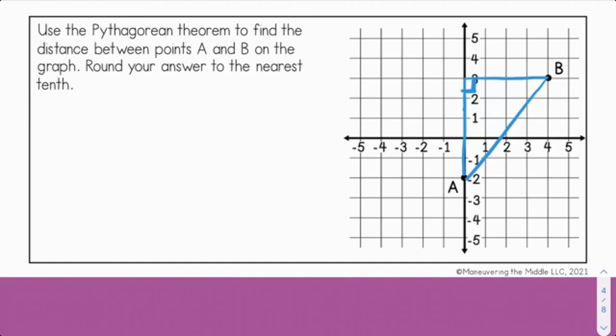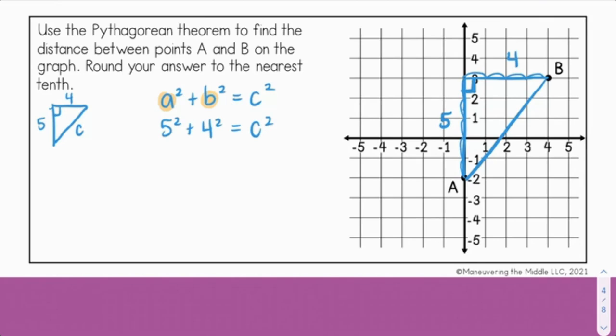I can easily count the units vertically and horizontally. So for example, this distance is 1, 2, 3, 4, 5. And then the horizontal distance is 1, 2, 3, 4. So basically in this right triangle, if I wanted to redraw it here, the legs are 5 and 4 units, and then we're solving for the diagonal distance c. So we need to set up the Pythagorean theorem where we substitute 5 and 4 for the variables a and b. So we can rewrite this as 5 squared plus 4 squared is equal to c squared.